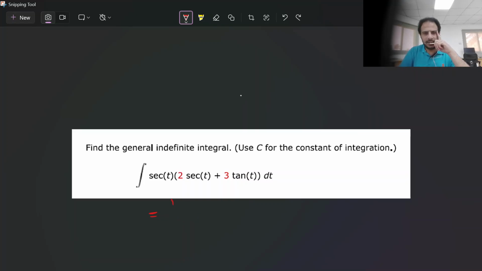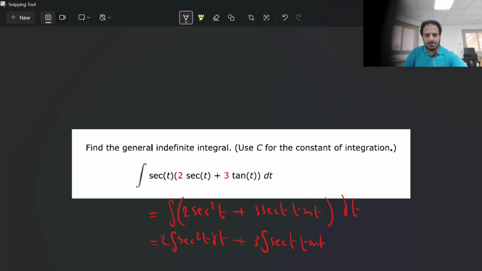So we have integral 2 secant squared t plus 3 secant t tan t dt. Okay. Now we distribute. We have 2 secant squared t dt plus 3 integral secant t tan t dt. We get 2 tan t. Then the other one, secant t, right? Secant. Yes.